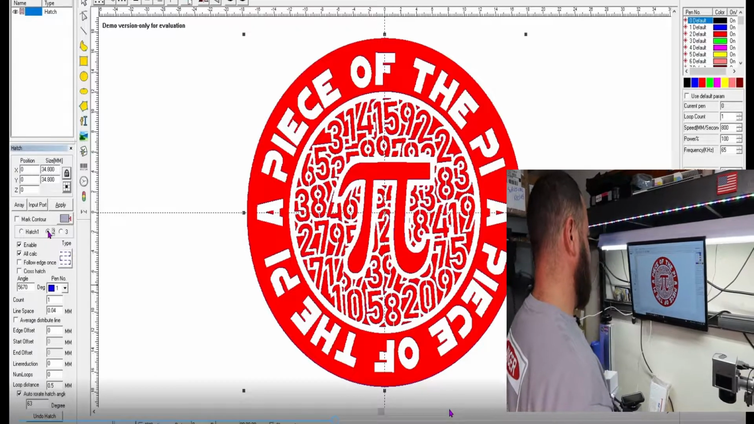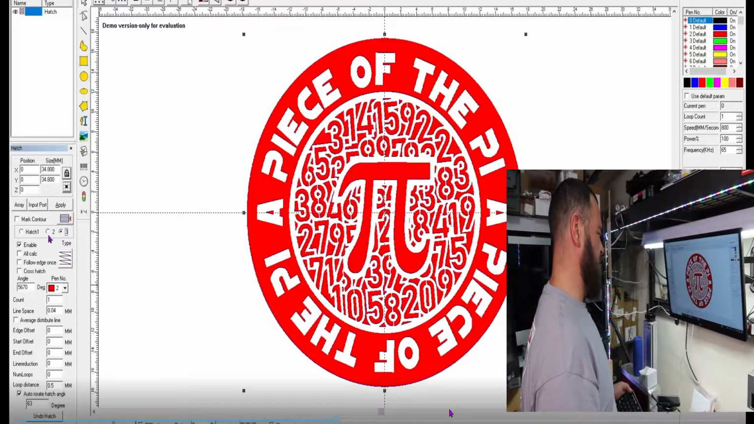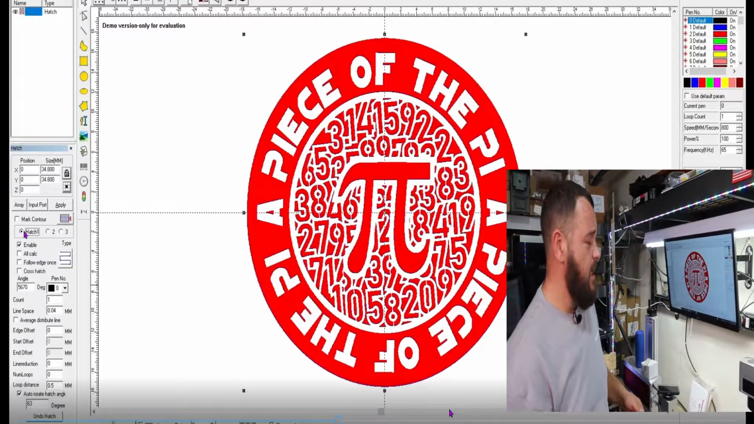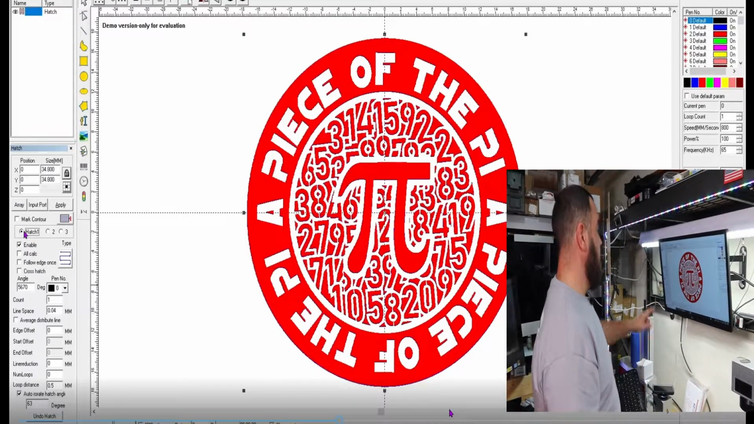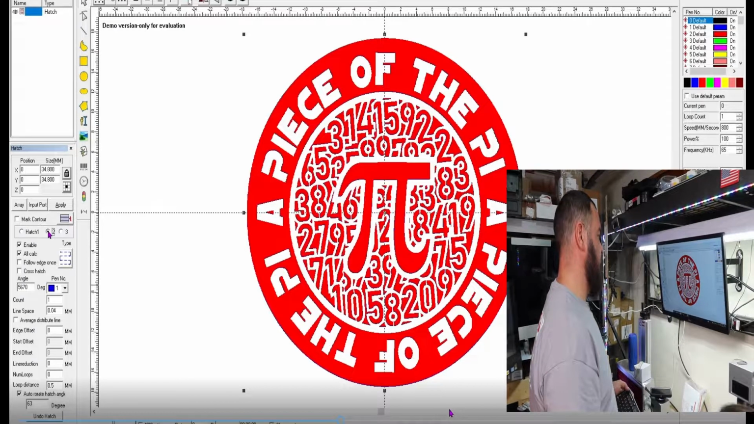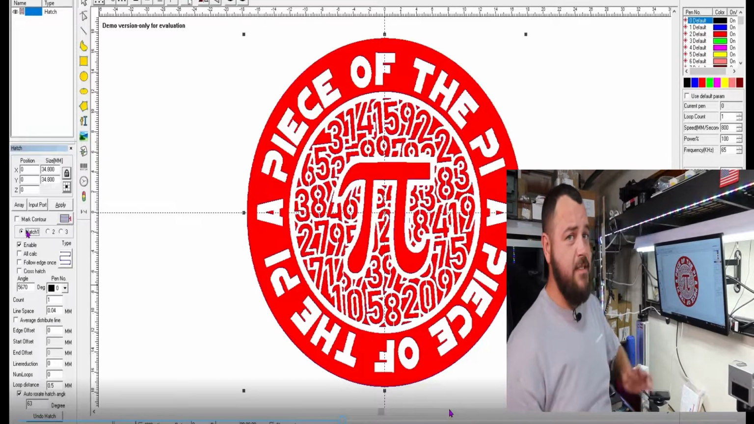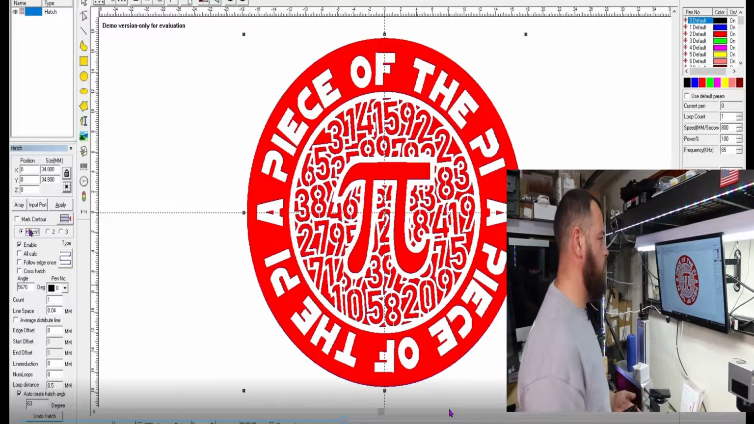So hatch 1, hatch 2, and hatch 3. And you notice they all share the same line space. They all share the same angles. Our starting angle, like I mentioned in the last video, is not important, but you can see that they've matched because our passes are catching up with one another.